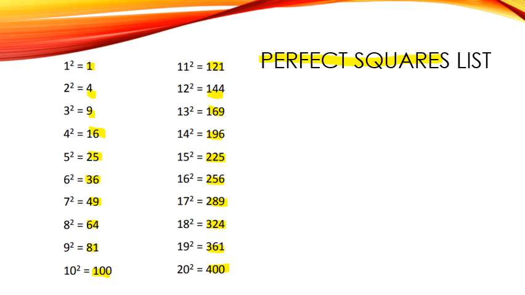Okay, 1 times 1 is 1. That's why 1 is a perfect square. 2 times 2 is 4. That is why 4 is a perfect square, and so on.